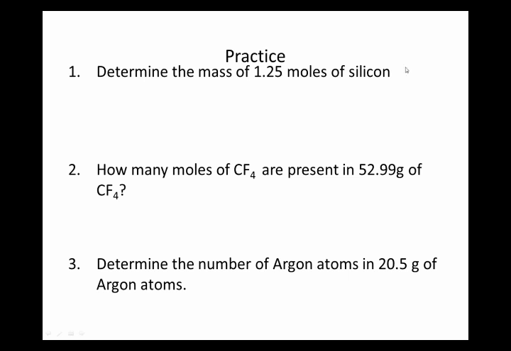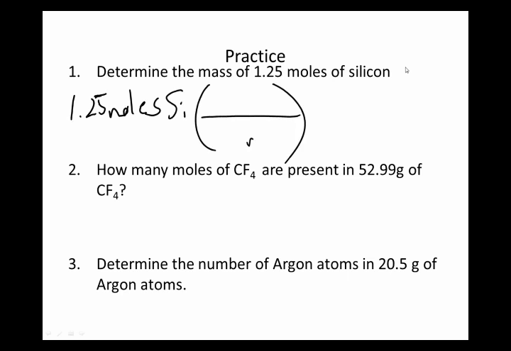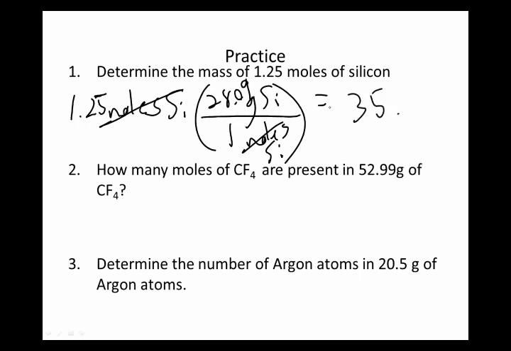Okay, so determine the mass of 1.25 moles of silicon. Moles of silicon, we can go directly from moles to grams, right? Moles of silicon has to go on the bottom, and I can go directly to grams of silicon by knowing the molar mass of silicon. It looks like the molar mass of silicon is 28.09, so 28.09 grams of silicon per 1 mole of silicon. Then all I have to do is take 1.25 times 28.09 and get 35.1 grams of silicon, with 3 significant figures. Right? Okay, next one.